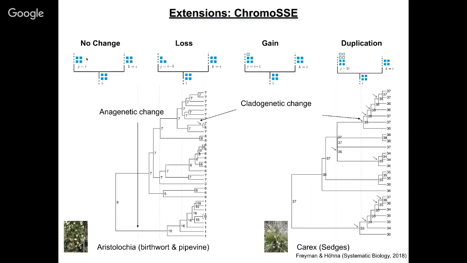Yes, you can specify that either as a probability that a change is cladogenetic or anagenetic, or as we have also done it, you have two different rates. One is the anagenetic rate and one is the cladogenetic rate. But in the end, you can parameterize it in completely different ways.